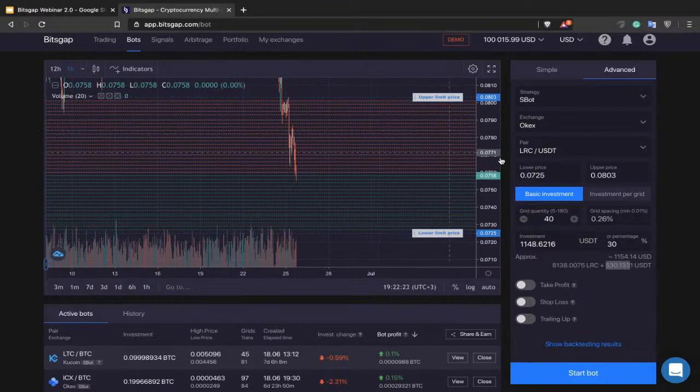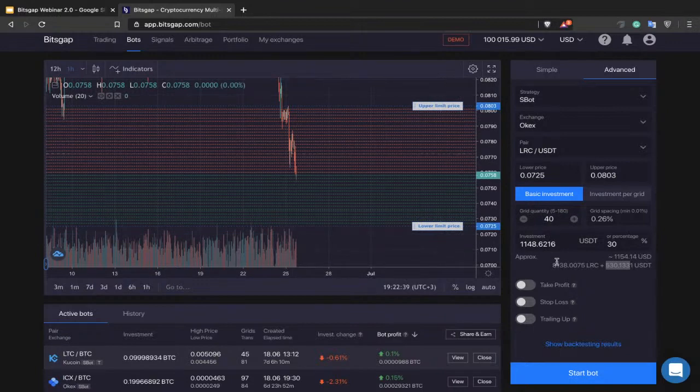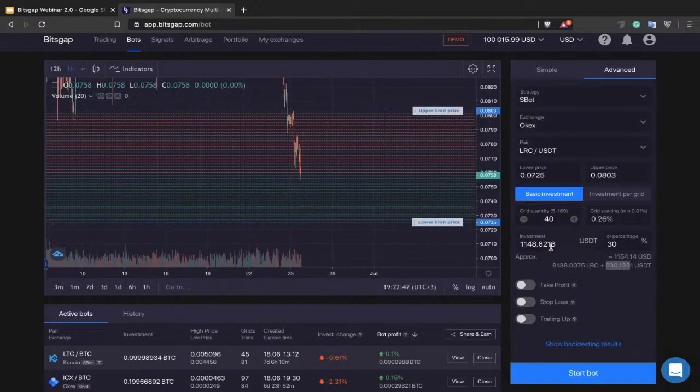All right, and later I will explain to you what take profit, stop loss, and trailing up stand for. These are very simple things to understand and yet very effective, which allow you to maximize your returns and to protect you in case of the falling market. But as of now, let's just launch a simple bot and let's see what happens.